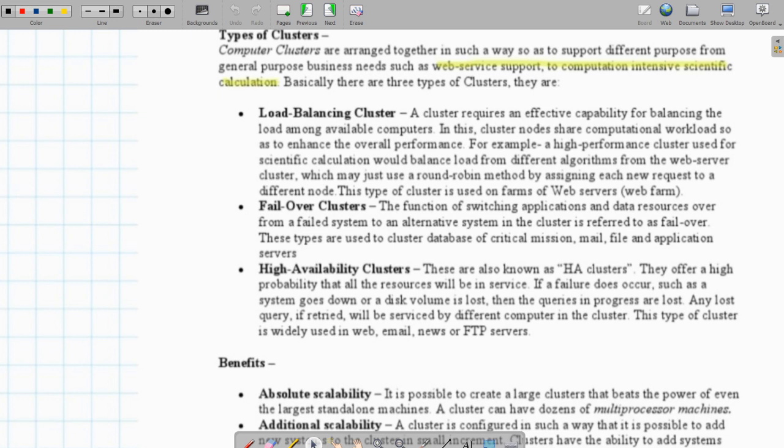There are three types of clusters. They are load balancing cluster. Basically what happens here is that a cluster requires an effective capability for balancing the load among available computers. So in this, cluster nodes share computational workload so as to enhance the overall performance. For example, a high-performance cluster used for scientific calculation would balance load from different algorithms from the web server cluster, which may just use a round-robin method. This is an example: assigning each new request to a different node. This type of cluster is used on web server farms.